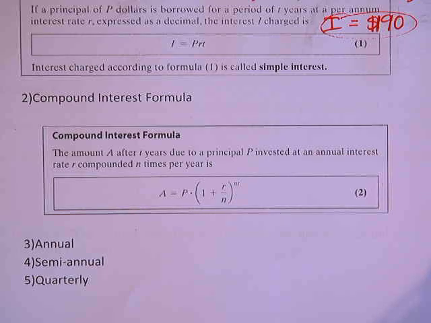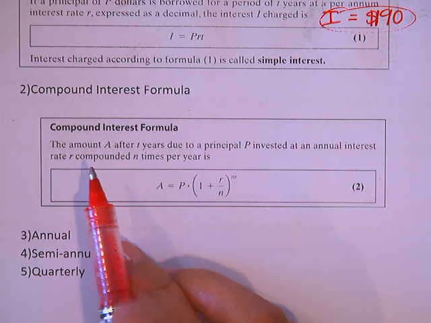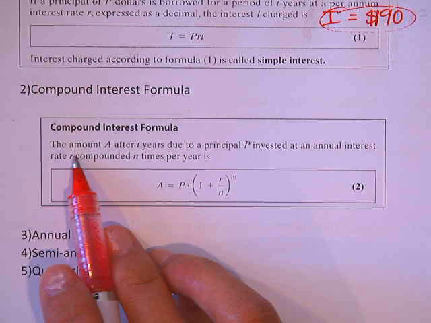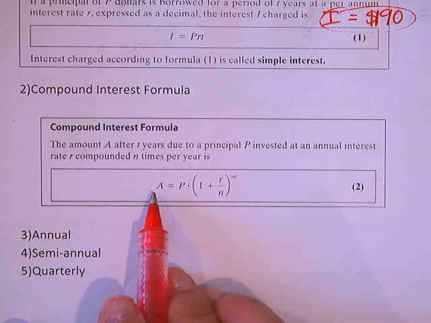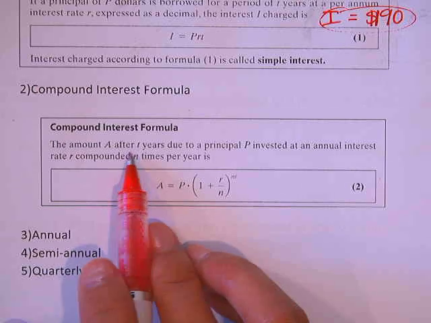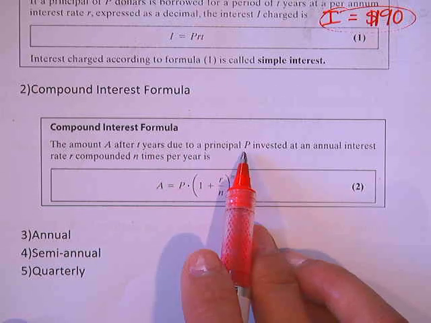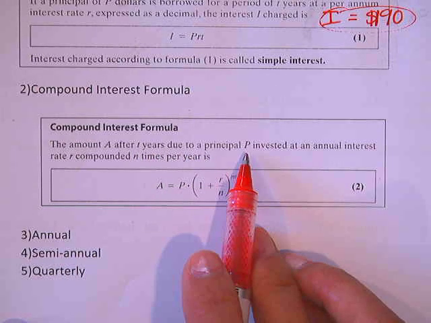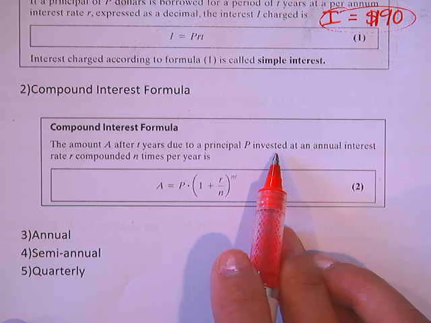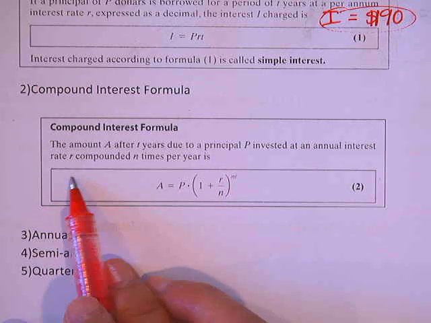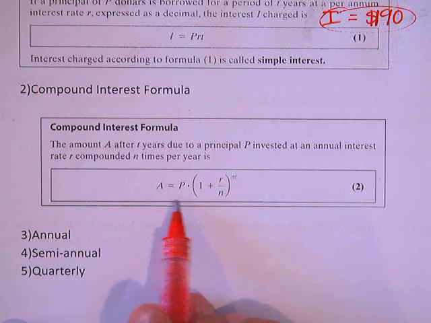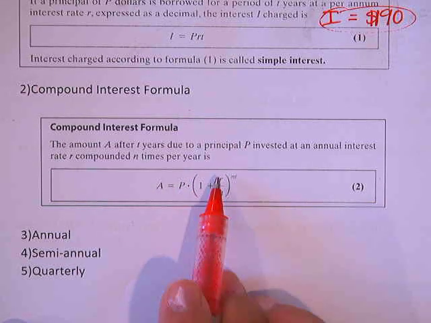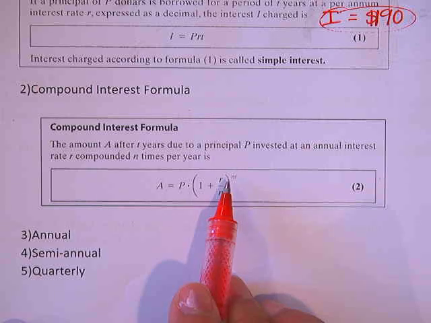Next one is called the compound interest formula. The compound interest formula is the amount A, which is at the end of the time that you borrow. The amount A after T years due to a principal P, which is the initial amount that you borrow or invested, at an annual interest rate R compounded n times per year is A equals P times (1 plus R over n) to the power of nt.